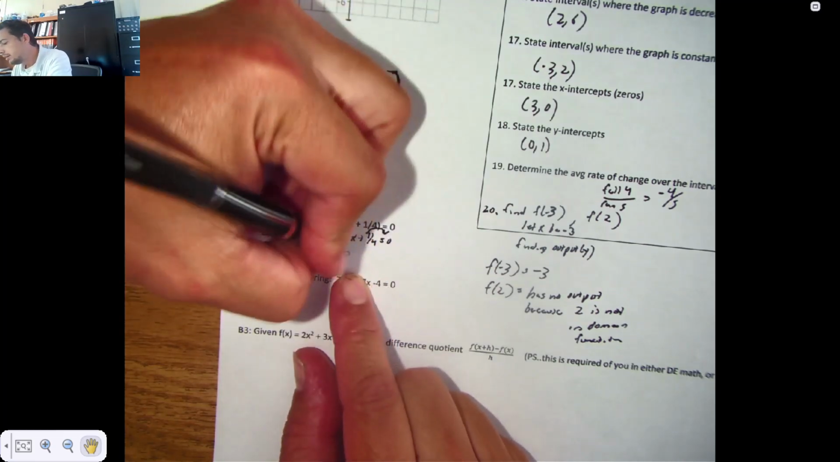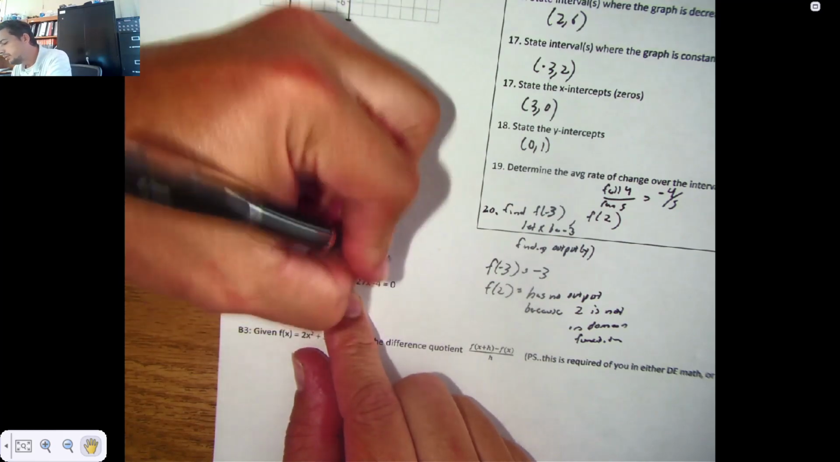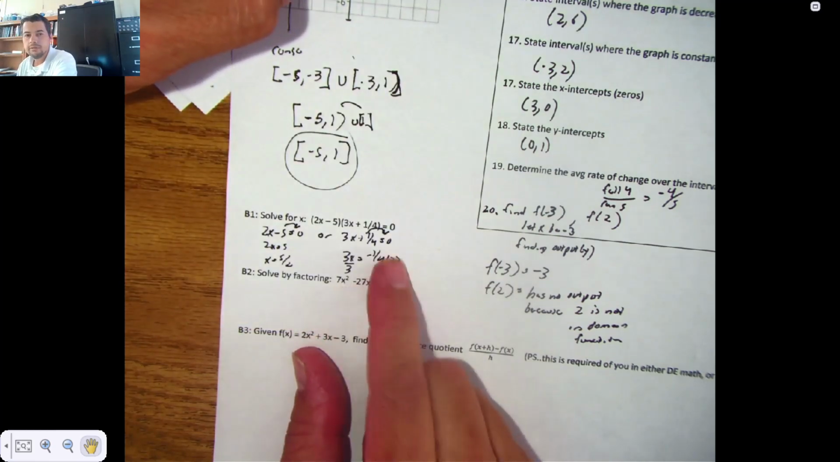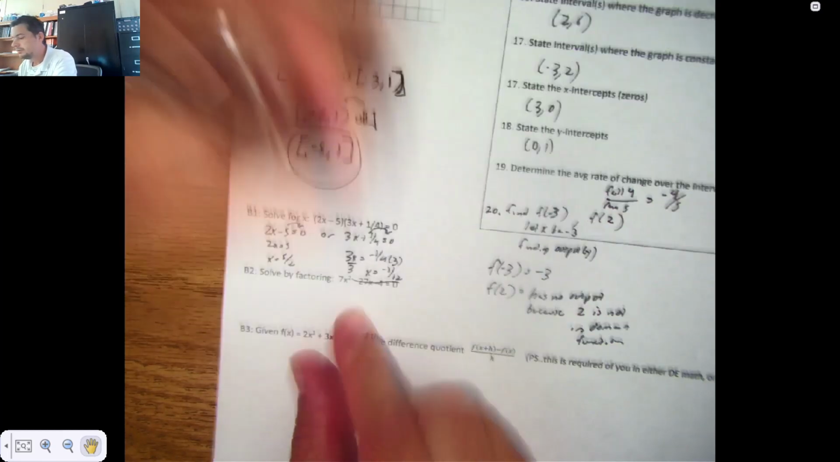Or you subtract. 3x is negative 1 over 4. If you're going to divide by 3, just put a 3 in the denominator. 4 times 3 is 12. So negative 1/12. There's your two answers.